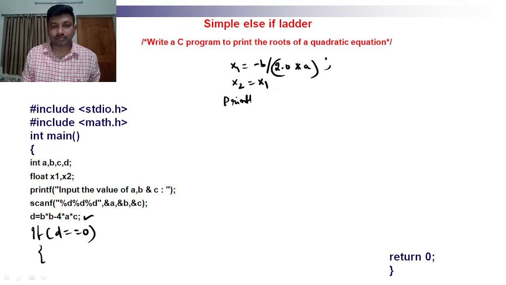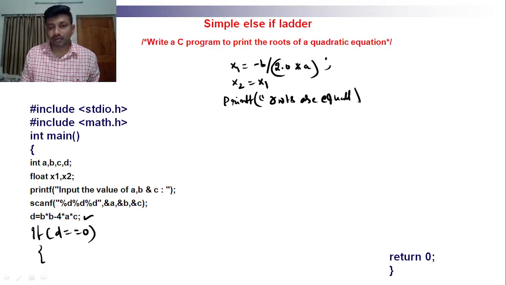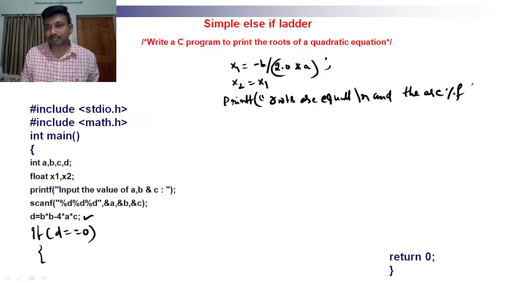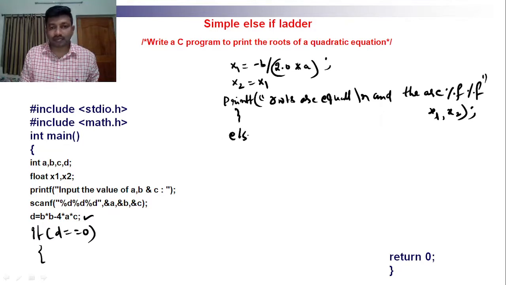printf roots are equal, am I right? Roots are equal, with a new line, and they are %f. How do you write it? x1 comma x2, so that's it. So that is the end of the if. Else if, you can check it.